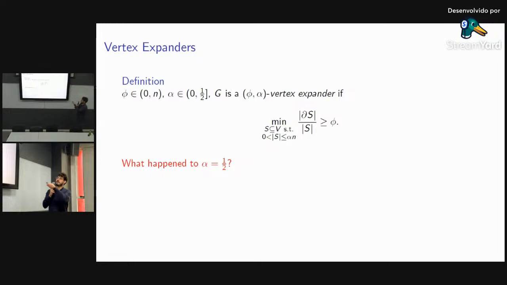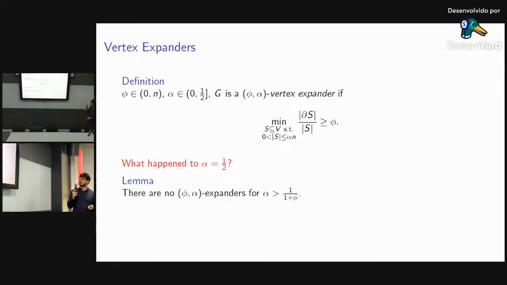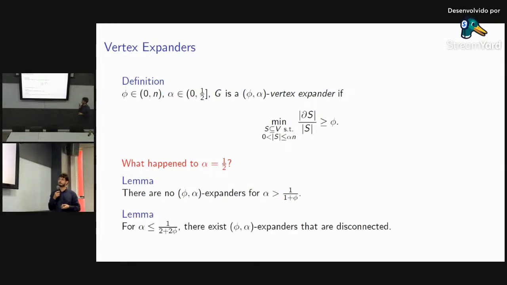So this is a way of talking about the expansion of small sets, which already existed as a notion, but never in this regime where phi can go larger than 1. In particular, we proved some properties of these graphs. If alpha is bigger than this ratio, 1 over 1 plus phi, so for example if phi is bigger than 1, this will be greater than 1/2. This class of graphs, phi alpha expanders, doesn't exist. You cannot build one.